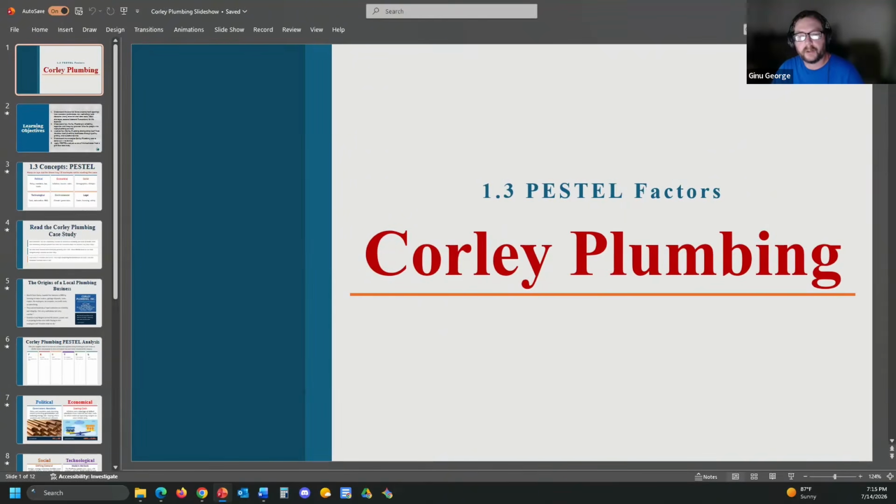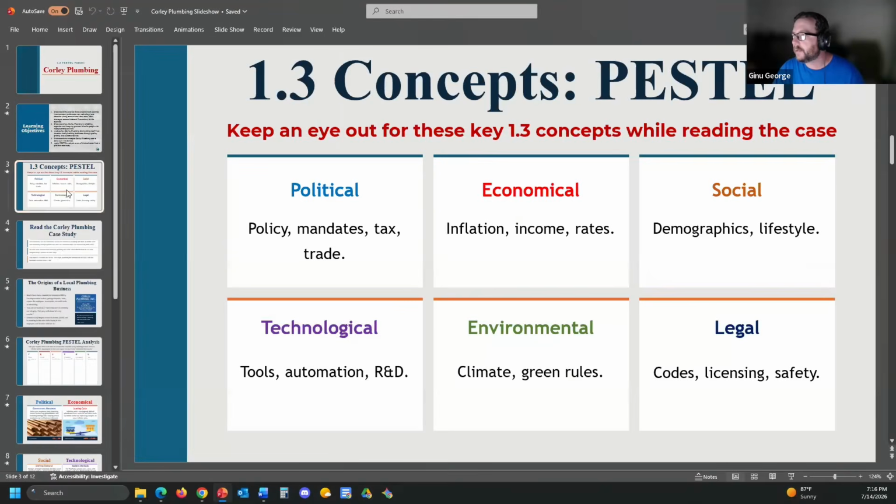Corley Plumbing is a local company. It actually originates in South Carolina, which is pretty close to where I am right now. They've been in business since the year 2000. As we analyze this case, we want to understand how external forces create massive openings and threats for local trades, for local companies. So just keep an eye out for the Pestel concepts while we're going through this case.